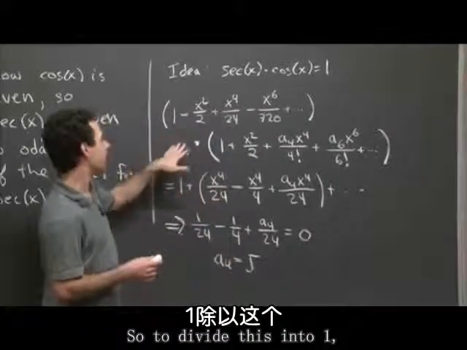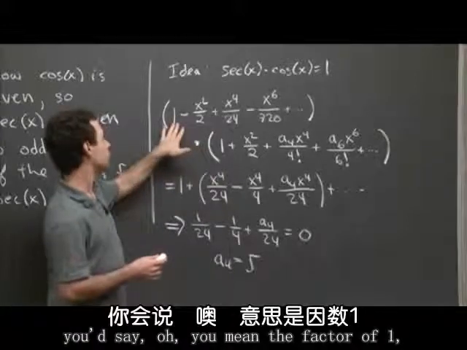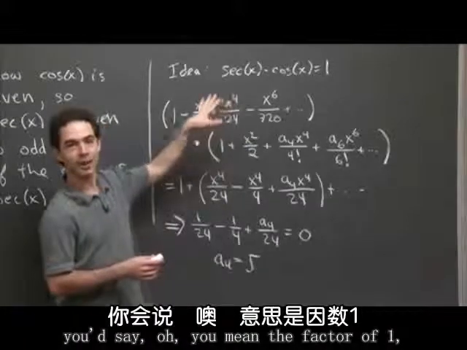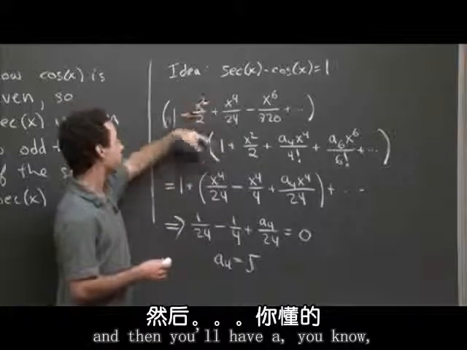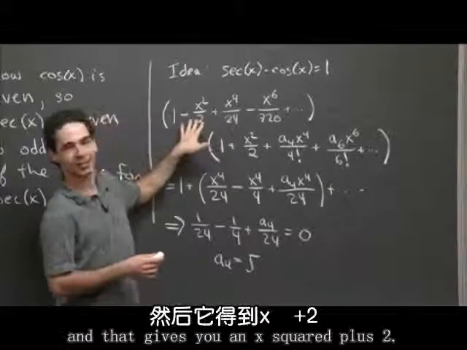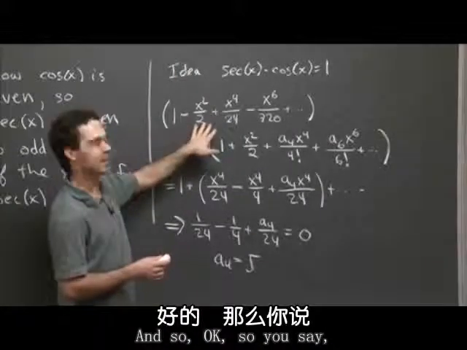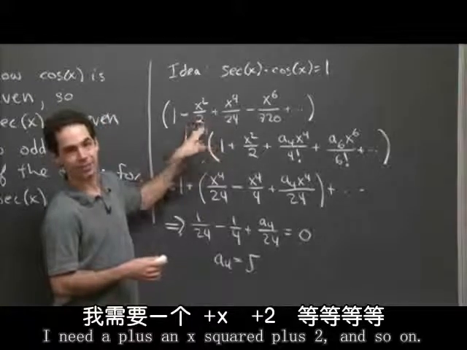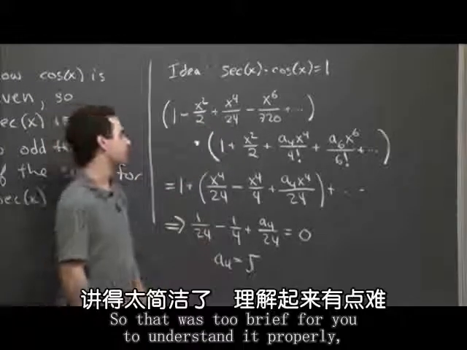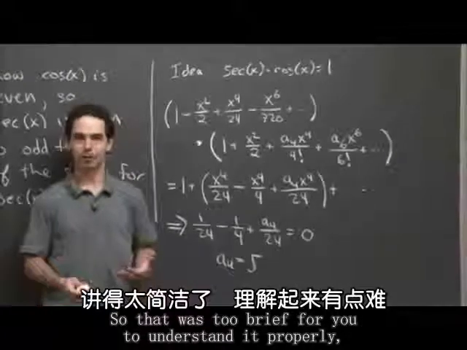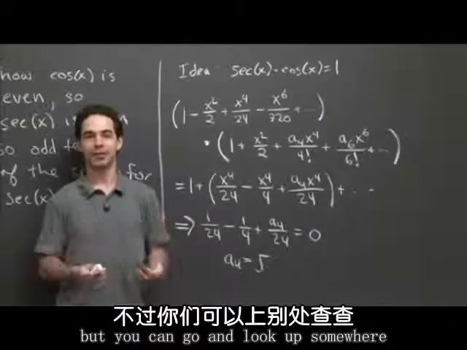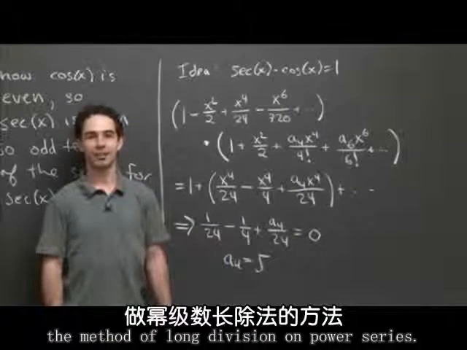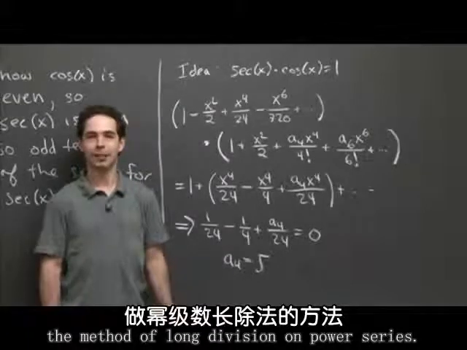So to divide this into 1, you'd say, oh, you need a factor of 1, and then you subtract off 1 times this, and that gives you an x squared over 2, and so, okay, so you say, I need a plus an x squared over 2, and so on. So that was too brief for you to understand it properly, but you can go and look up somewhere the method of long division on power series.